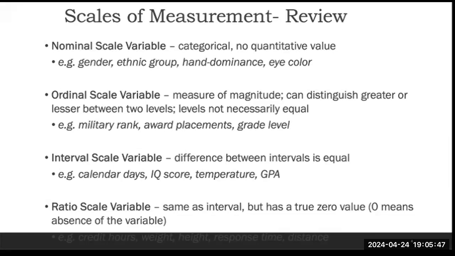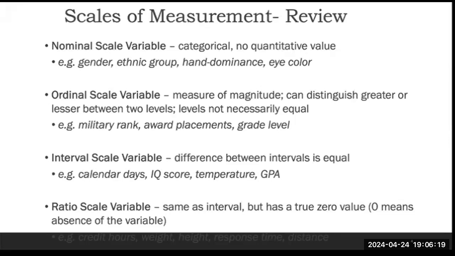Ordinal scale variables are different, just like nominal scale variables, but now we have some sort of ranking. So it's a measure of magnitude. So with ordinal scale variables, we can actually distinguish something is greater or lesser than, but we don't know by how much. So still, ordinal scale variables are still considered qualitative in that sense, because we can't really do any calculations. All we can say is something is greater than or less than. We don't know the difference between those items.